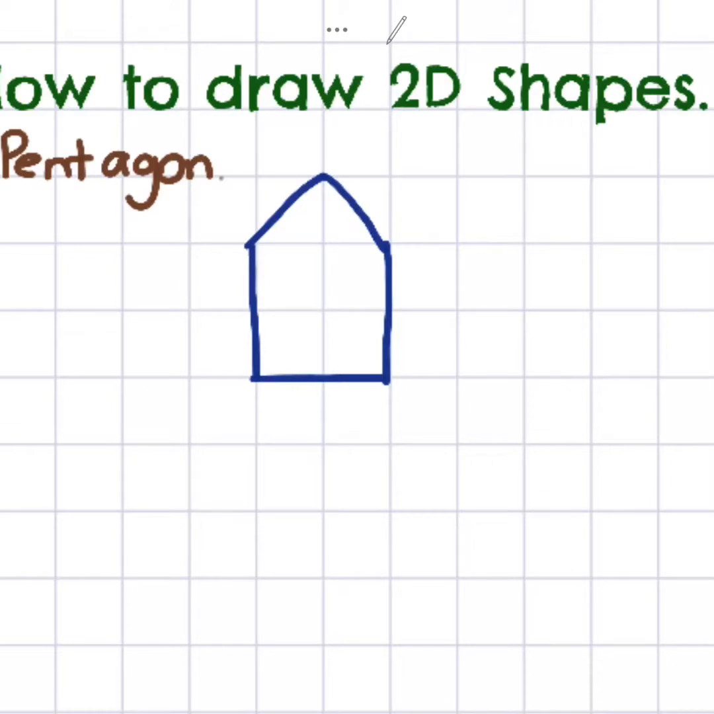The pentagon has got, who can tell me how many sides? Yep, it's got 5 sides. Oops, let's rub that out. That's a typographical error. That's 5 sides. Let's see where those sides are. So we've got 1, 2, 3, 4, and 5. There are also 5 angles.